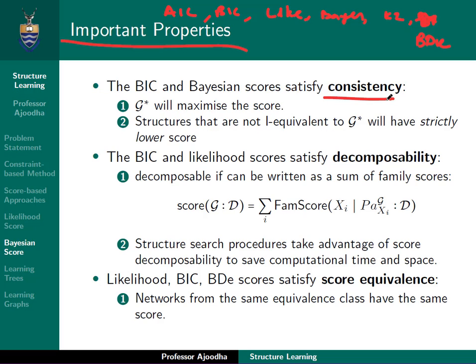The first property I'm going to talk to you about is consistency. It means that the true structure in our space will always give us the highest score. So if our score has this property of consistency, then the highest score it will ever give us will be the one for the true structure.